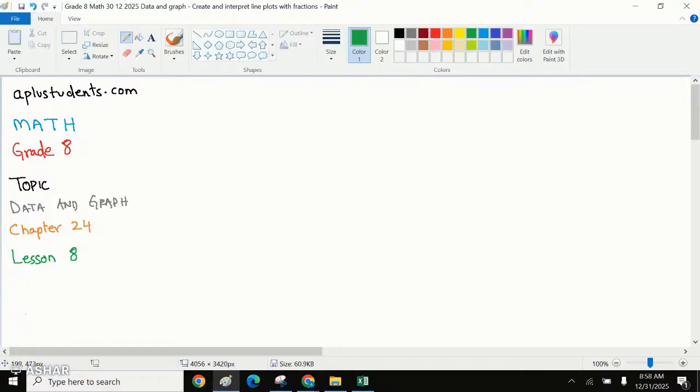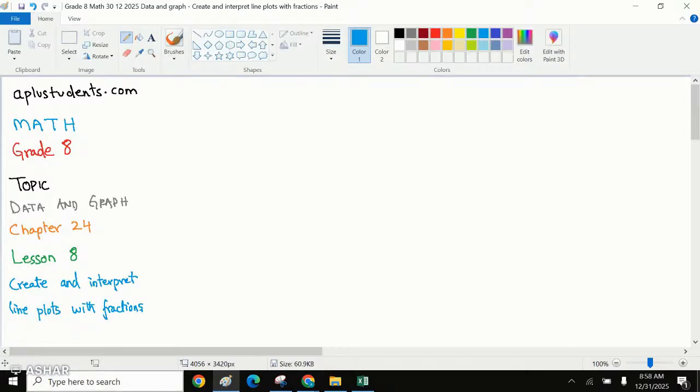The name of the lesson is Create and Interpret line plots with fractions in it. In the last lesson we did it with whole numbers, right? So today we'll see it with fractions.